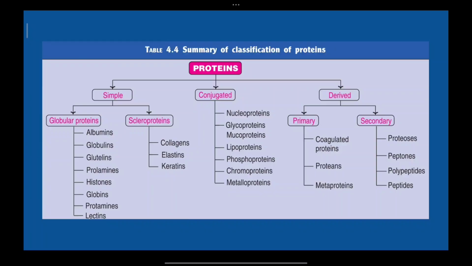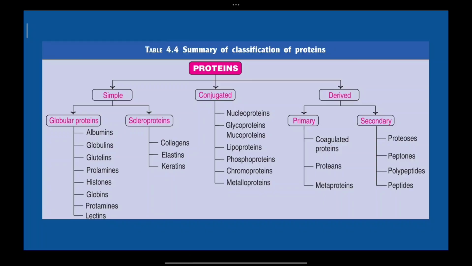Conjugated proteins are the ones which have a protein chain along with an additional group that is added to the protein. Now nucleoproteins have nucleic acids. Glycoproteins have greater than 4% of carbohydrates. Mucoproteins have less than 4% of carbohydrates. Lipoproteins have lipids. Phosphoproteins have phosphoric acid. Chromoproteins have color imparting groups, and metalloproteins have metals.